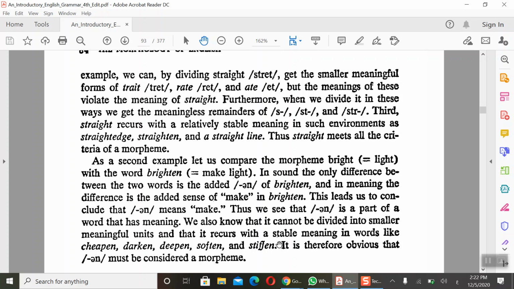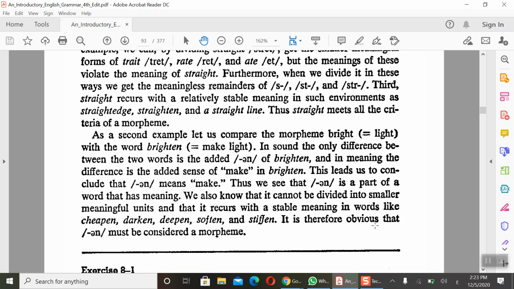It recurs, as I said before, in widen, with stable meaning. Cheapen, from cheap, to make cheap. Darken, to make dark. Deepen, to make deep. Soften, to make soft. Stiffen. So it repeats itself in different environments. So it is clear that en must be considered a morpheme.